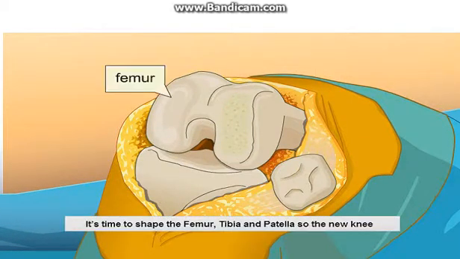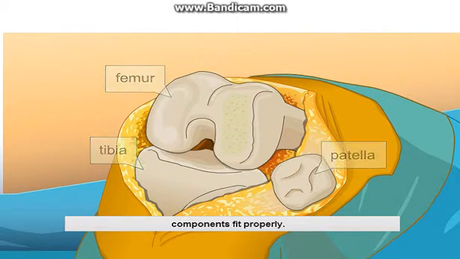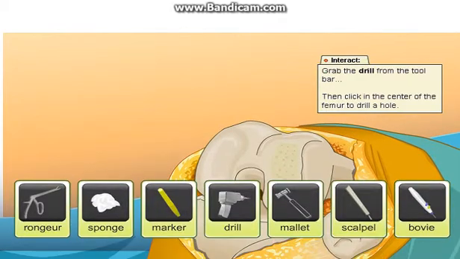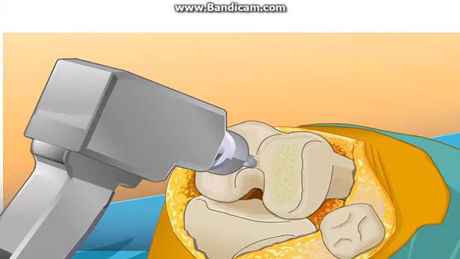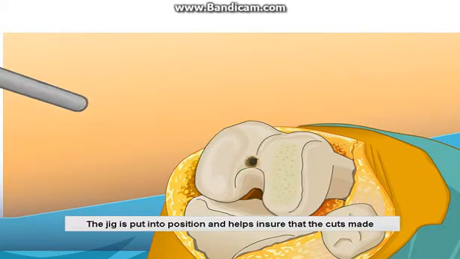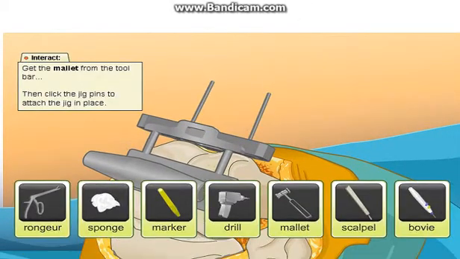It's time to shape the femur, tibia, and patella so the new knee components fit properly. A hole must be drilled inside the femur to set up the distal femoral cutting jig and alignment device. The jig is put into position and helps ensure that the cuts made to the bone are exactly what are needed. Now hammer in the pins to hold the jig.